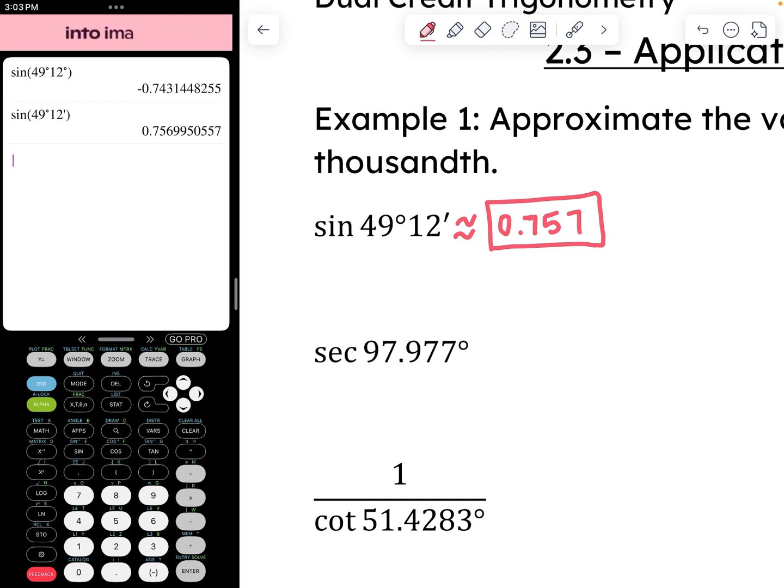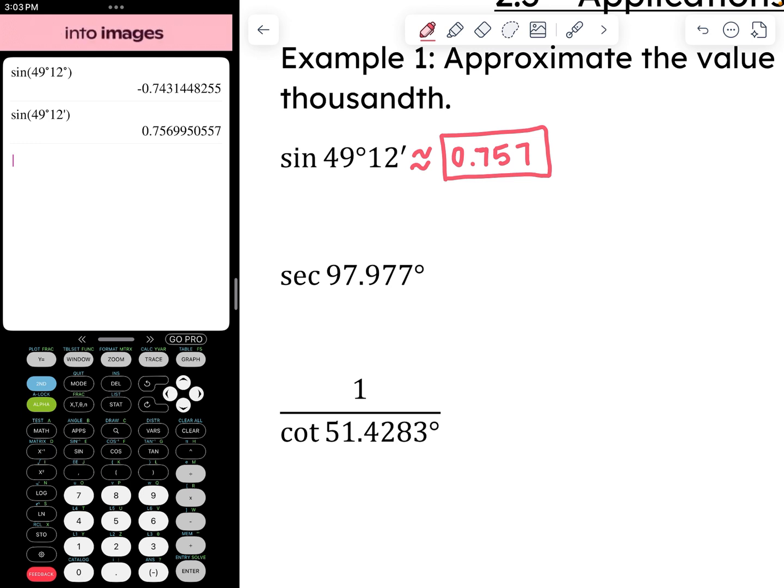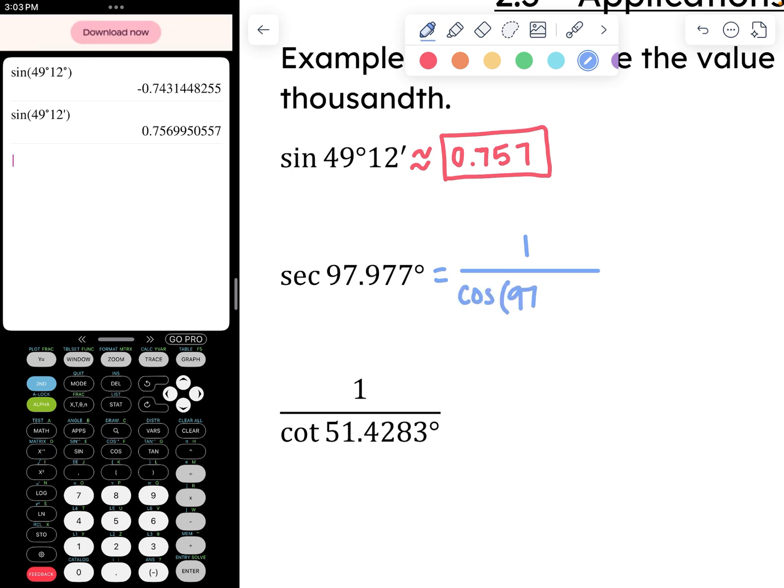Now, we talked about secant, cosecant, and cotangent, but you will notice that you do not have buttons for that on your calculator. So that's where it's really important that you remember your reciprocal identities. If I am looking at secant, secant is the reciprocal for cosine. So I'm going to write it as the reciprocal, 1 over the cosine of that 97.977 degrees. And then that is what I can plug into my calculator because I have a cosine button. I've got a sine, cosine, and tangent button, so I've got to make sure I'm in terms of sine, cosine, and tangent when I plug it in.